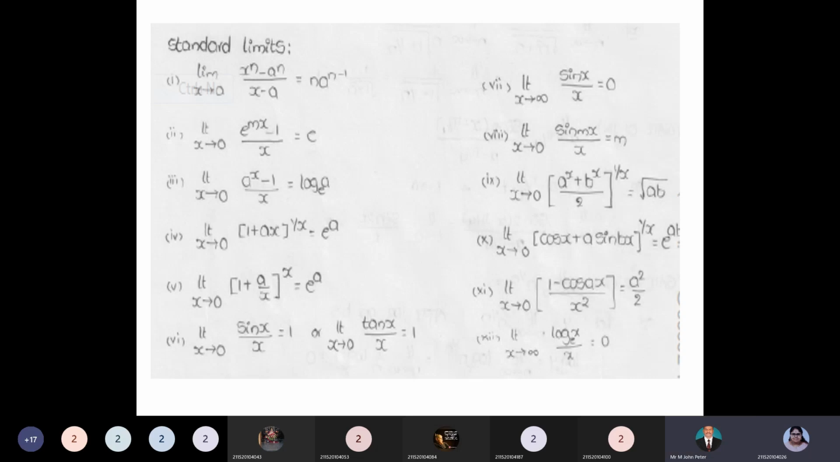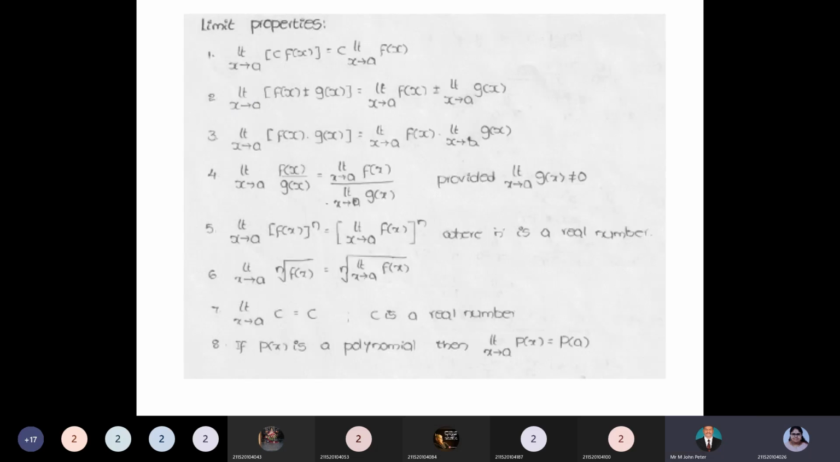Standard limits are formulas we have to remember. Limit x tends to a of (x power n minus a power n) by (x minus a) equals n into a power n minus 1. Limit x tends to 0 of (e power x minus 1) divided by x equals 1. Limit x tends to 0 of (a power x minus 1) divided by x equals log base e of a. Limit x tends to 0 of (1 plus ax) whole power 1 by x equals e power a. Next, limit x tends to 0 of (1 plus a by x) whole power x equals e power a. Next one is not visible on my screen.